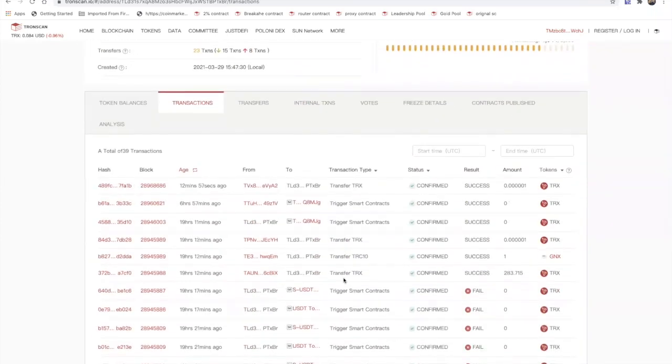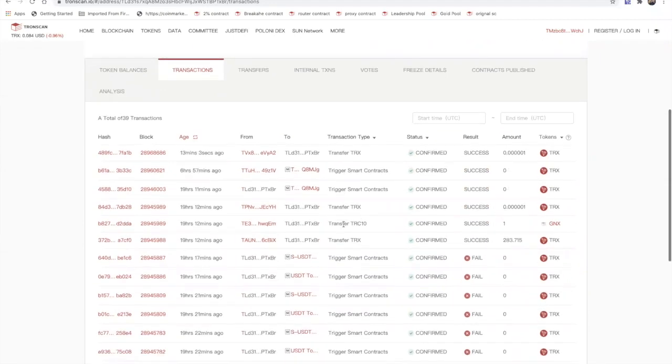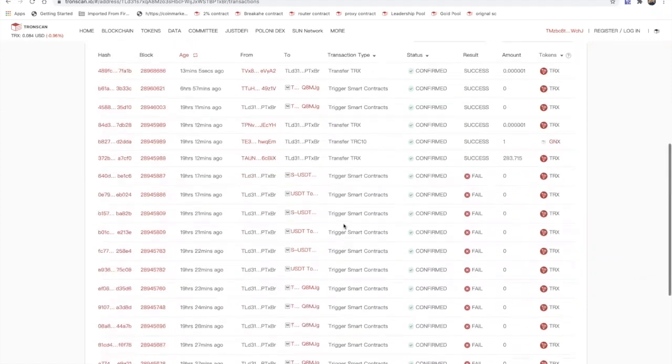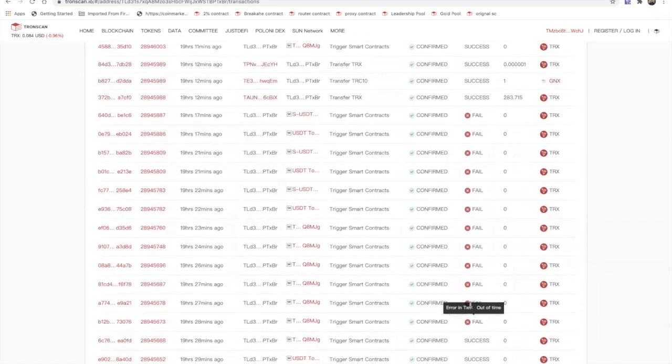Transactions. Let's find it there. Okay, here's a trigger smart contract. Let's see if that's the first one. Nope. Here's some more. Fail. Okay, let's see. Out of time. That was a timeout.